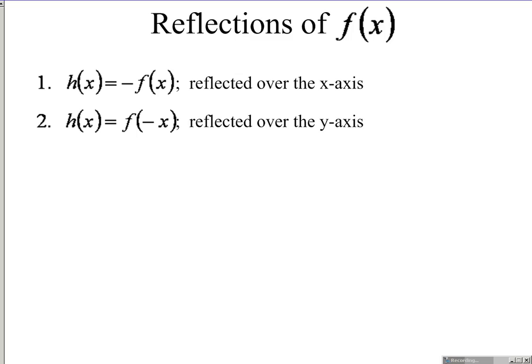Again, that should make some intuitive sense to you. If I'm taking the opposite of all the y values, well, if the y values were positive and now I take the opposite of them, it's going to reflect it over the x-axis. Likewise here, if I put the negative just on the x's and all my x values were positive in quadrants 1 and 4, and they now become negative, I'm reflecting it over the y-axis into quadrants 2 and 3.